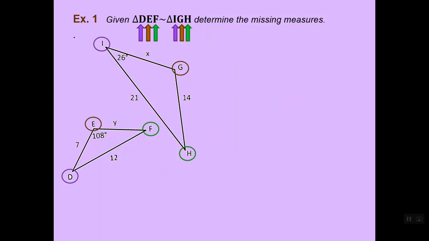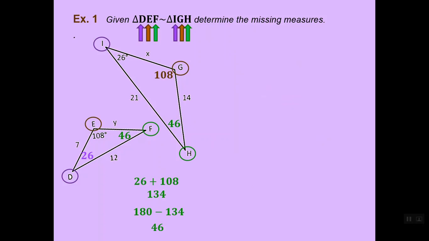So if we're looking for all of the missing measures, we need to fill in all the angles. And you can see D and I correspond, so they have to be the same measure. So if I is 26, D is 26. And just like that, if E is 108, then G has to be 108. Now, neither F nor H have been shown, but we can do our computation to figure out that third angle measure and figure out that it's 46. So we can go ahead and fill in 46 for both of those as well.